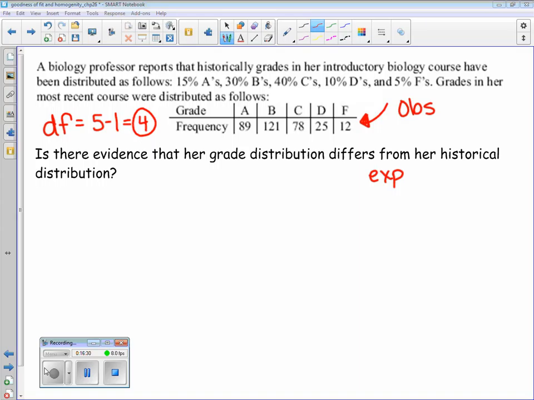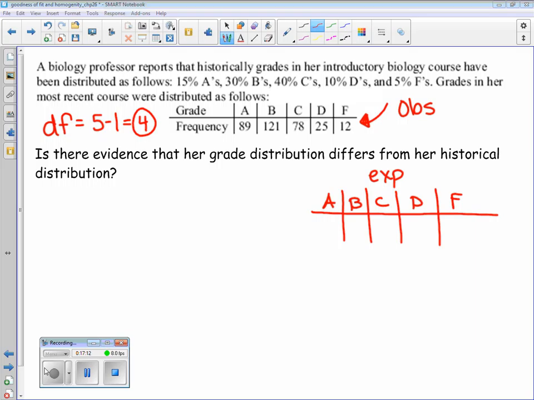So when I say expected, I mean we're going to literally find how many A's, B's, C's, D's, and F's we expected to find in her particular class. You know what actually happened? Those are the observed values. But how many did we expect to happen? How can I use those percentages, 15%, 30%, etc., to come up with what should have happened or what we expected to happen? Byron?